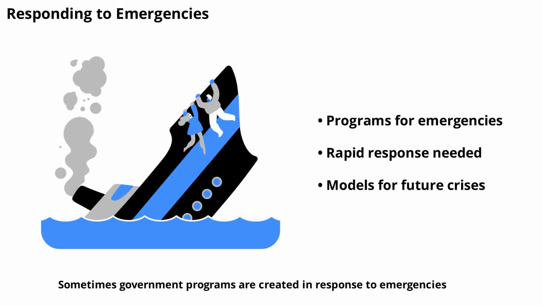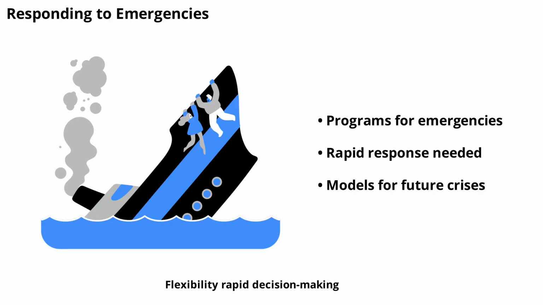Sometimes, government programs are created in response to emergencies, such as natural disasters or public health crises. These programs are developed quickly to address urgent needs. Flexibility, rapid decision-making, and clear communication are essential in these situations. Emergency programs often serve as models for future preparedness and response.